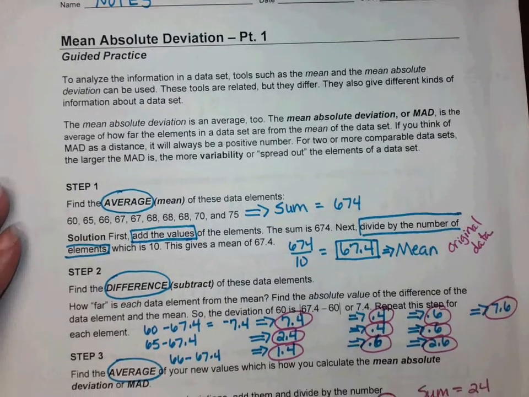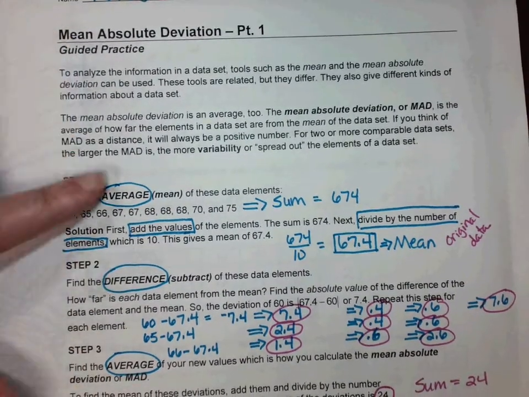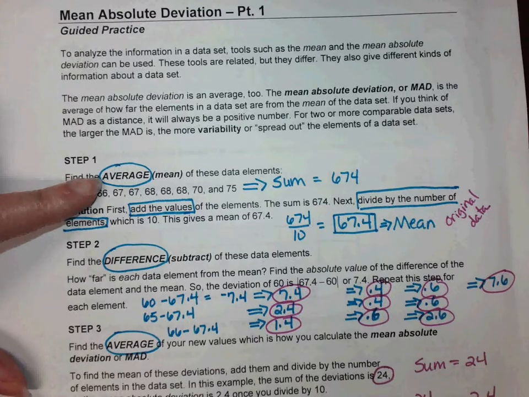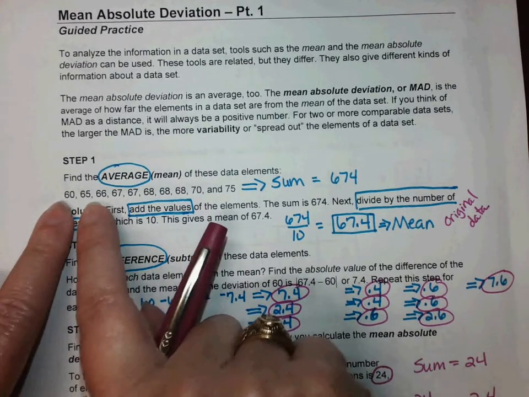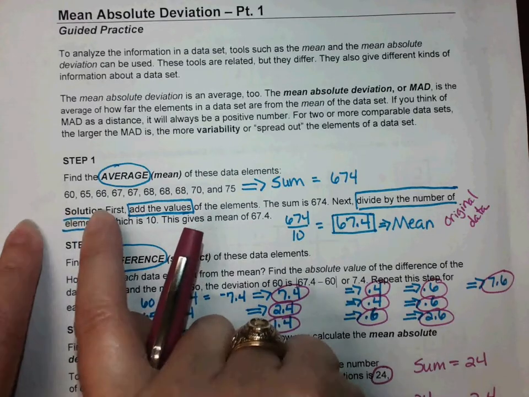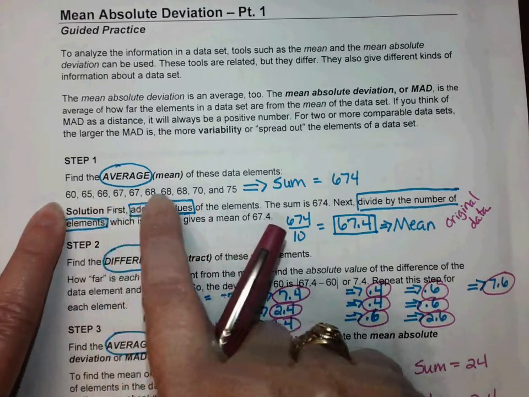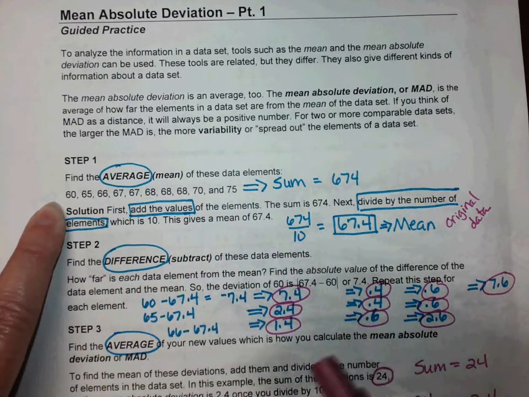There are 3 steps to doing the mean absolute deviation. They're right here. It's average, then difference, then average. First, you know what an average is. It's how we get your grades in the grade book. We add all your grades together, and then we divide by how many there are.